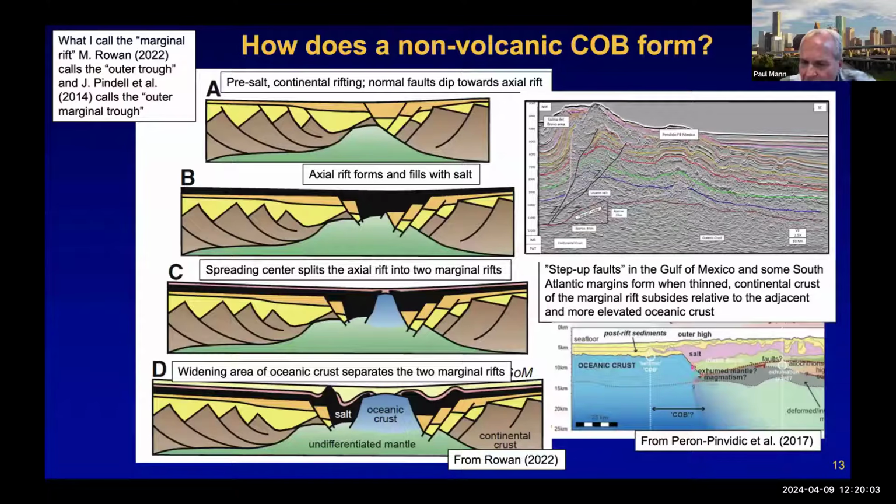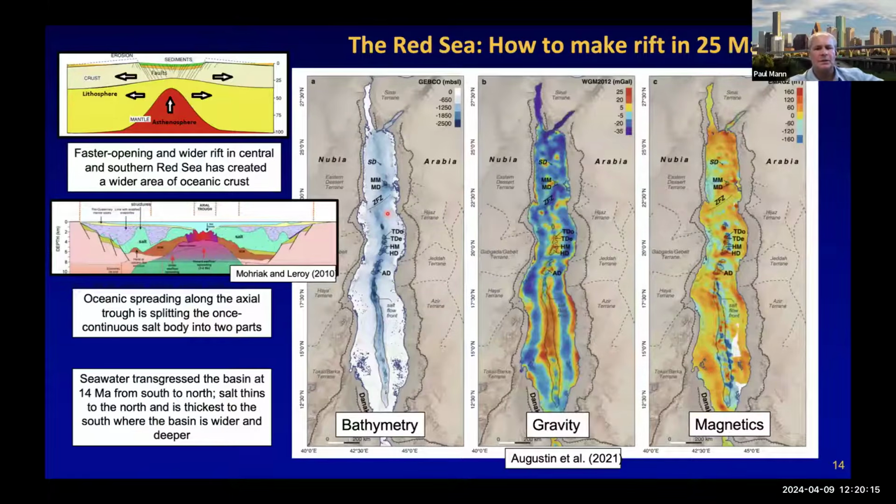Here's one in the Congo, where you're down low here, and then you're stepping up to ocean crust. Again, we think this is reflecting this rift that's split into two as the ocean widened. Okay, so just a little bit more on basic rifting. Talk about the Red Sea.